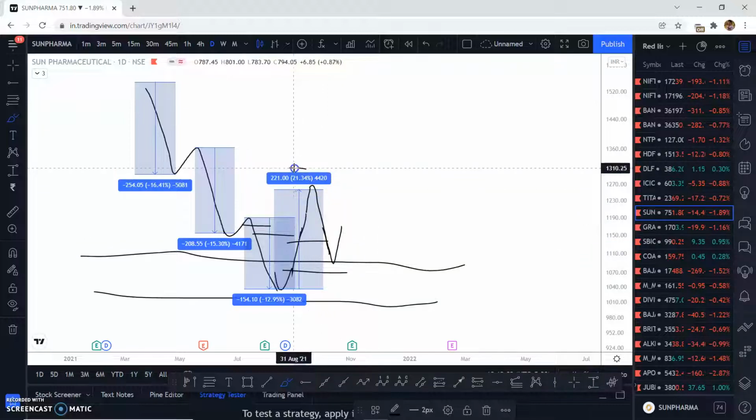Okay, this is your change of character. If you do not see this, there's no way this stock is moving higher.